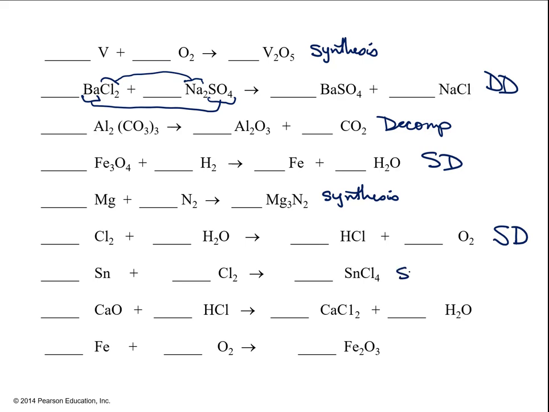Sn plus Cl2 makes SnCl4. This one's a synthesis. CaO and HCl make CaCl2 and H2O. It's a double: two compounds making two different compounds. And then the last one, Fe plus O2 makes Fe2O3. Synthesis. You see two reactants make one product, so that's a synthesis.